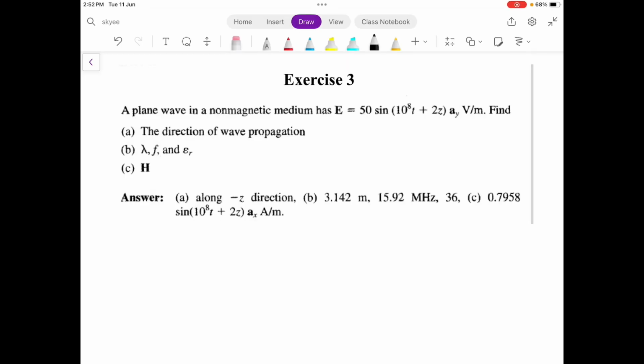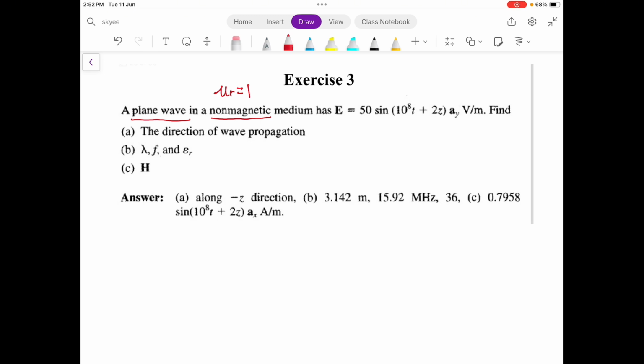Alright, now let's look at this exercise 3. Okay, so now you have a plane wave in a non-magnetic medium. The meaning of non-magnetic is that the permeability, mu r, equals 1. So this one belongs to non-magnetic mediums.